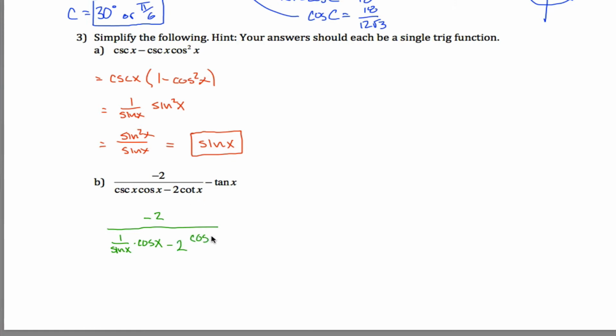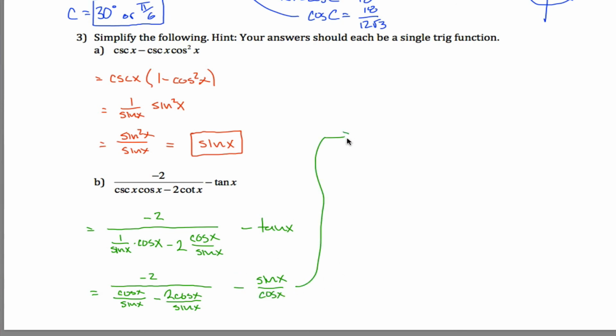Cotangent is cosine of x over sine of x. And then from that entire thing, I want to subtract tangent of x. Ugly looking, but there's hope. 1 over sine times cosine, that's just cosine of x over sine of x, or cotangent of x if you prefer. And from that, I want to subtract 2 cosine of x over sine of x. And I guess I should make this sine over cosine at this point. I don't know if you have to do that now, but at some point you want to make tangent sine over cosine.